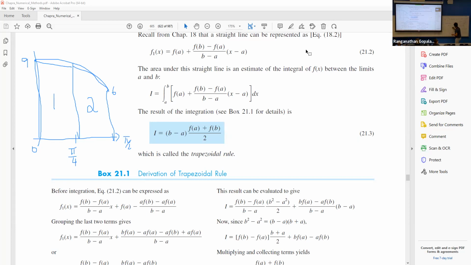Okay. So I'm going to write I2 is the value of I using two segments. This is equal to I from 0 to pi by 4 plus I from pi by 4 to pi by 2. I'll split that into two applications of the same formula. For the first segment, A is 0, B is pi by 4, starting point, ending point. For the second segment, what is the starting point, ending point? Pi by 4 is the starting point, pi by 2 is the end point.